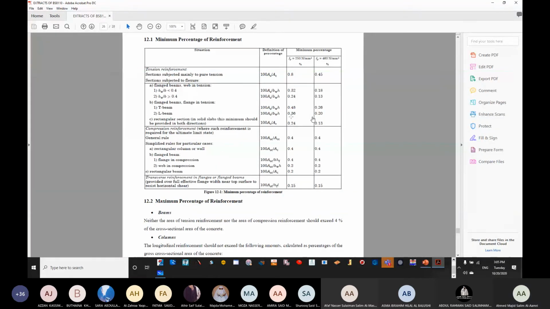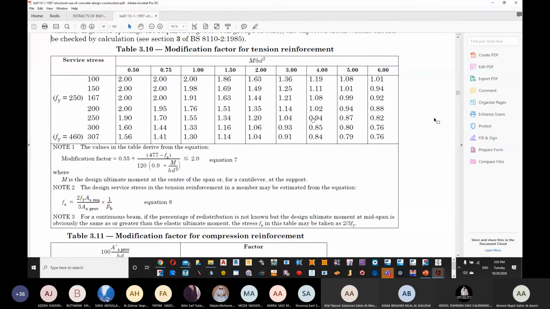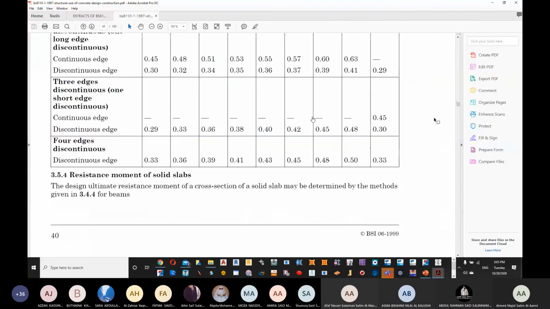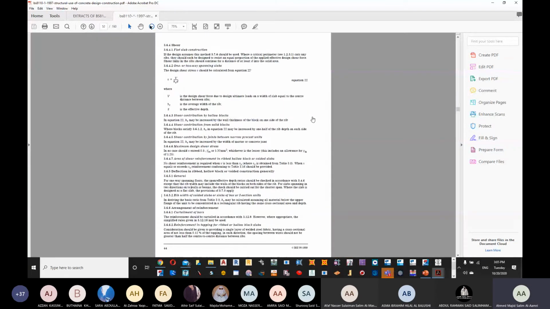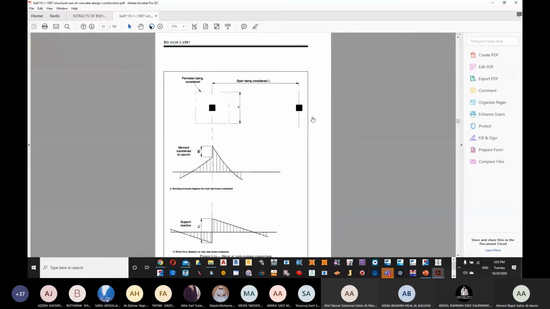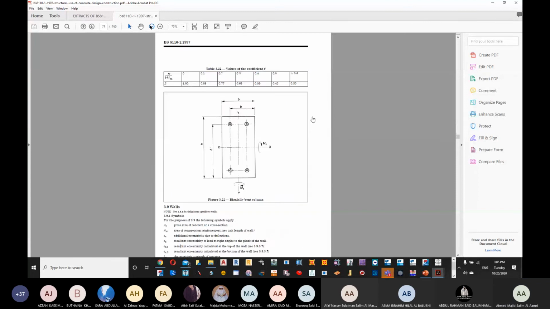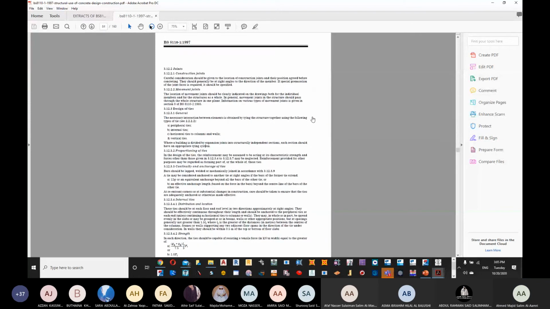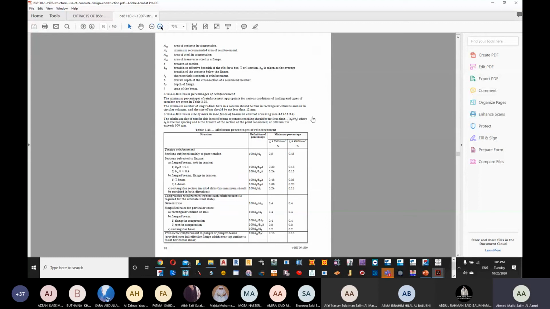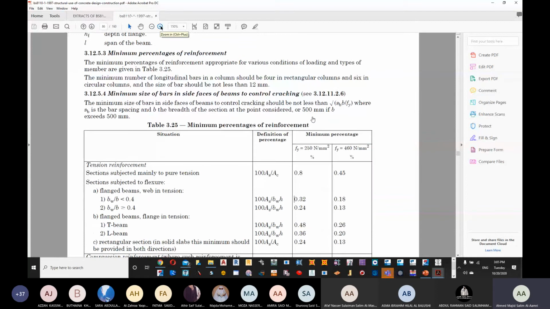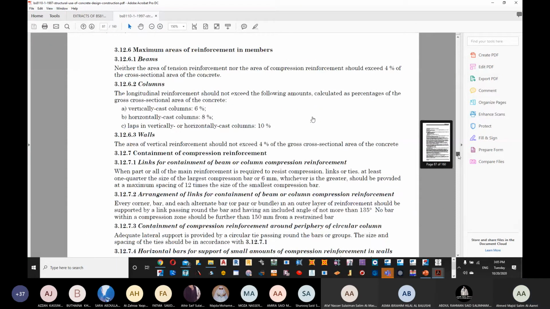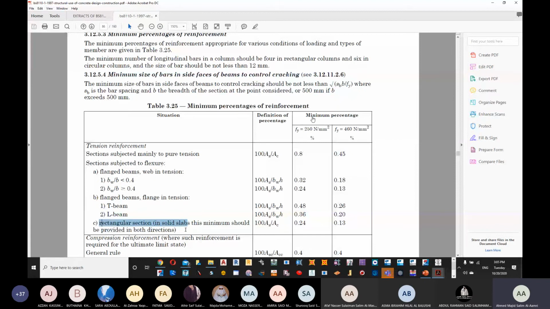This is the table. If you have the full code, you can find it under minimum and maximum area of reinforcement. This is the full code. Normally, I don't recommend students to use it because a lot of things are there. This is the minimum reinforcement where it says for tension reinforcement, rectangular section in solid slabs, it's going to be 0.13%. That's page number 86.